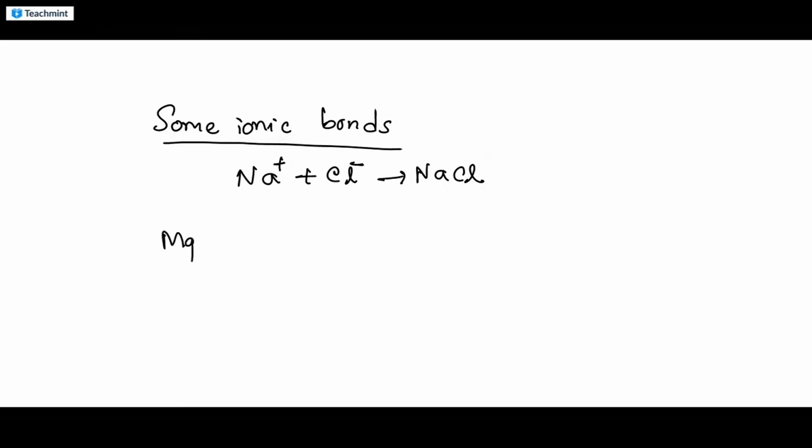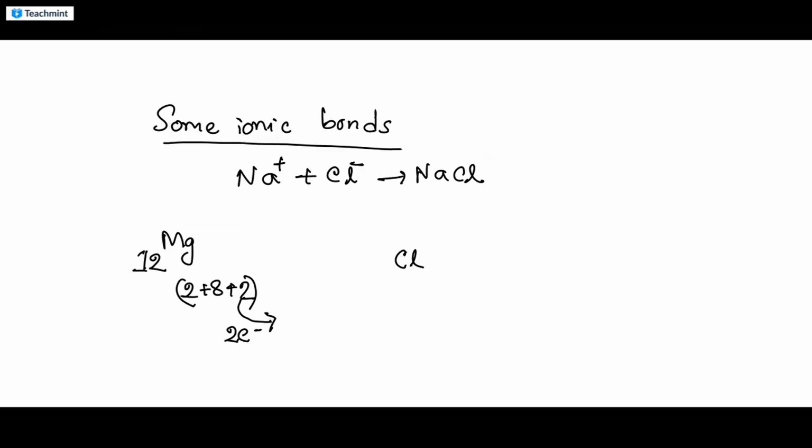And if I take magnesium instead of sodium, sorry, magnesium has an atomic number of 12. 2 plus 8 plus 2 is the electron configuration. And to achieve the stable electron configuration, it has to lose 2 electrons.